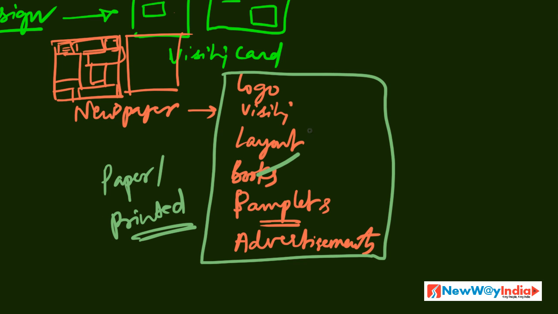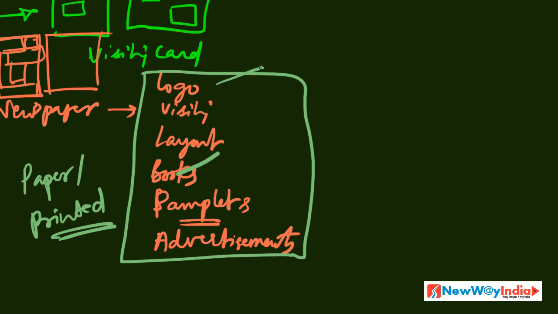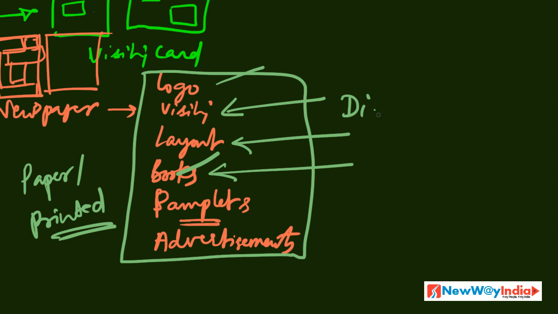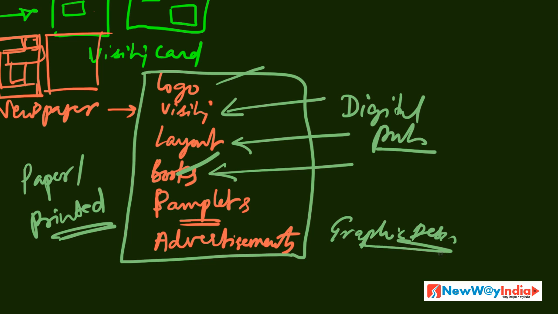Anything on paper, anything printed, is called print media. These are all things you see: logos, visiting cards, layouts, books, and all those things online also. That is why it's called digital publishing. If it is printed, it is print media, but someone has to design this. That's why it's called graphic designing.